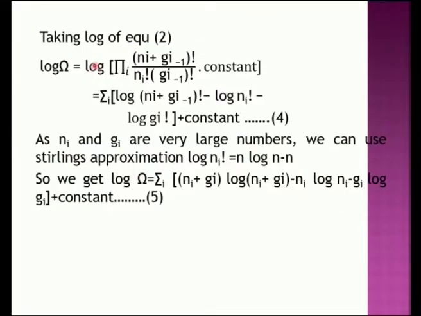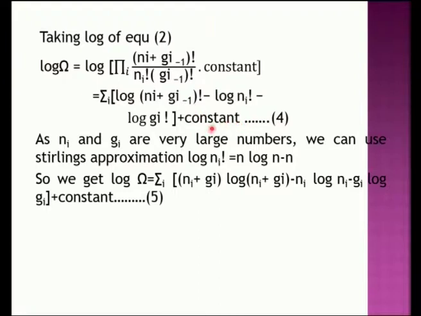To do so, we have to take the logarithm of equation 2. Equation 2 is this one. If you take the logarithm, we get log omega is equal to log of the product over i of (ni plus gi minus 1) factorial over ni factorial into (gi minus 1) factorial, plus a constant. A constant should come here so that this equation is valid for all experimental results. This is equal to the summation over i of log of (ni plus gi minus 1) factorial, minus log ni factorial, since ni factorial is in the denominator, then gi minus 1 is also in the denominator as a multiplication, so minus log of gi factorial, plus a constant. So, this equation is expanded like this.